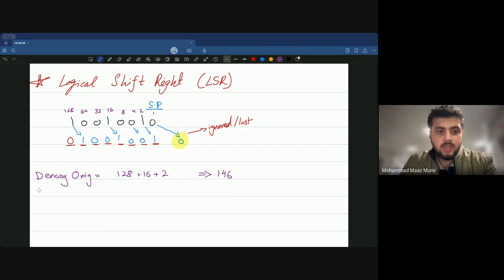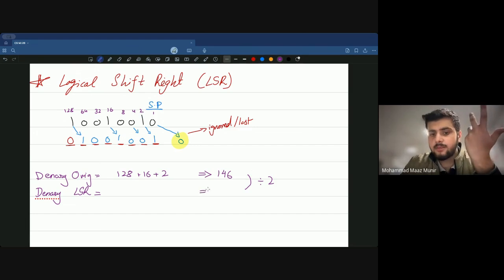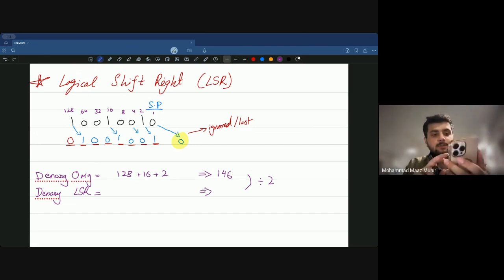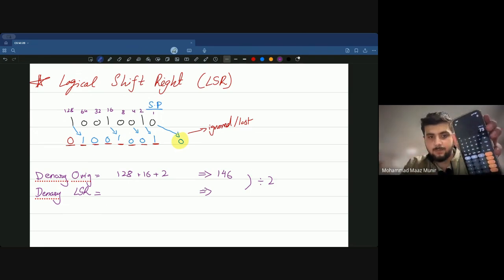And I'm going to be calculating the denary of the logical shift right. Before even calculating it, I can tell you that this would basically be half of the original value. So if I divide this by 2, I would be getting the denary of the logical shift right. Let's do it the other way around. If my logical shift is being done the right way, we should get an answer of 73.